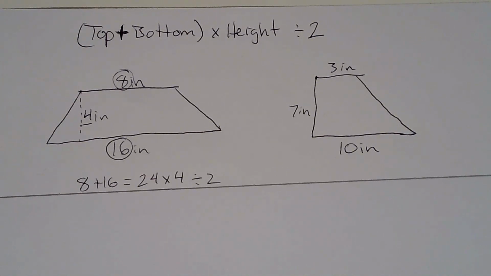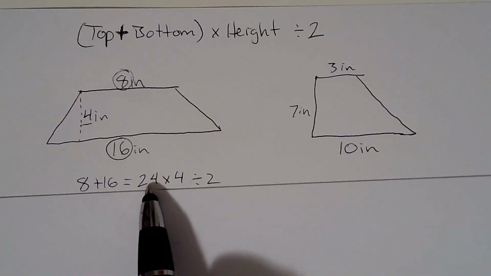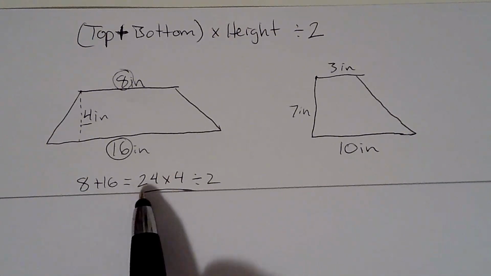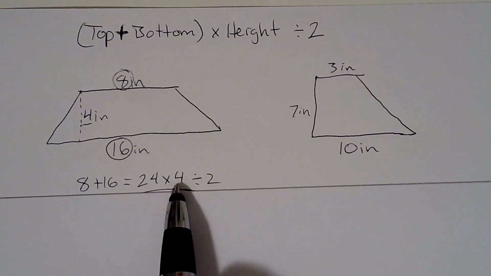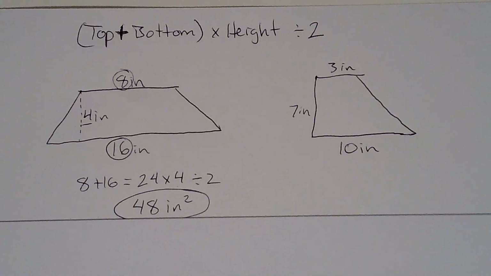I'm going to type in there 8 plus 16, figure out what that answer is, and multiply it times 4, and then divide it by 2. So 8 plus 16 is 24. I'm going to multiply that by 4 and then divide it by 2, and I come up with 48 inches squared.